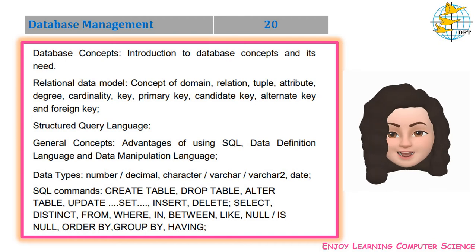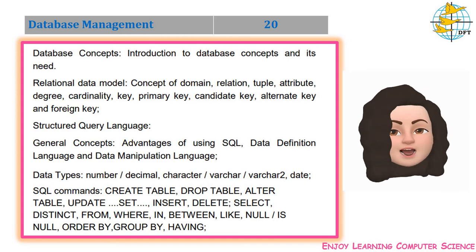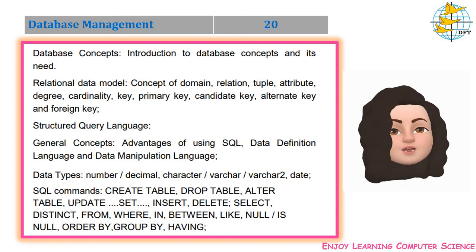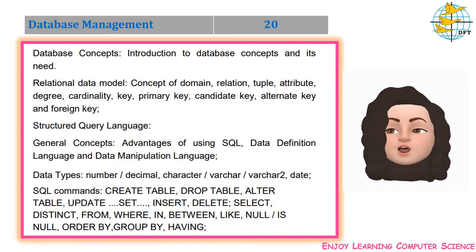Unit 3 is database management. We will be learning about the different database concepts, the relational data model, what is primary key, what is foreign key, candidate key, alternate key, and so on. Then we'll be learning about the structured query language. What is a structured query language, what are the advantages, what are the disadvantages, what is DDL, what is DML, the data types, and SQL commands.